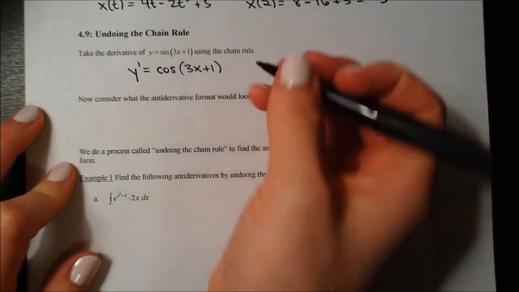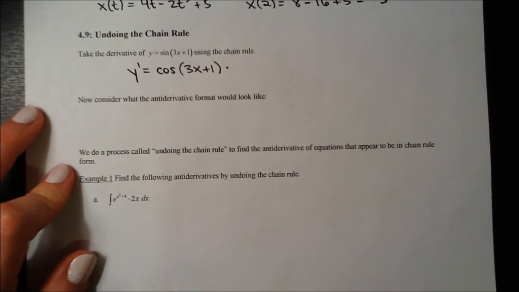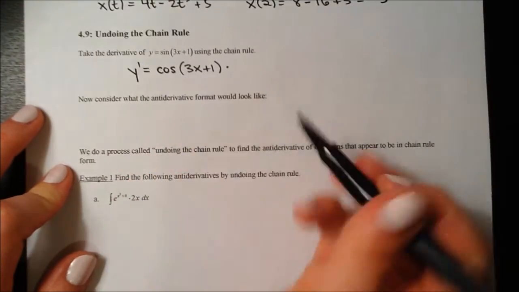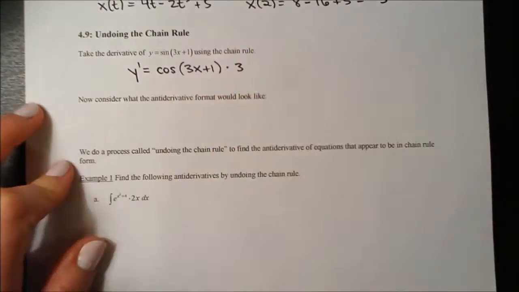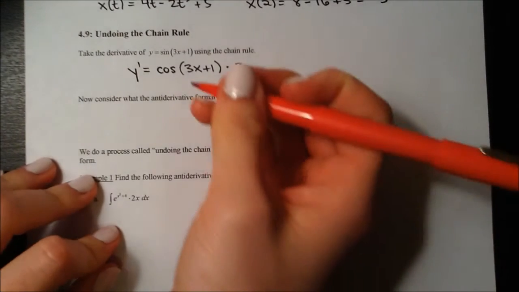Then we multiply by what we call the correction factor, which is the derivative of the inside function. The derivative of 3x plus 1 is just a 3. I'm going to leave it like that, just the way it is, so you can see all of these little pieces.